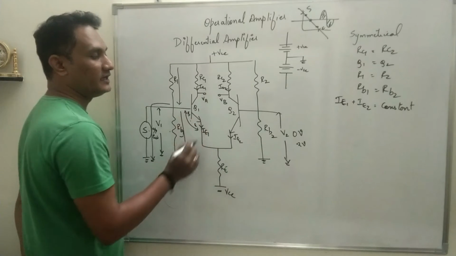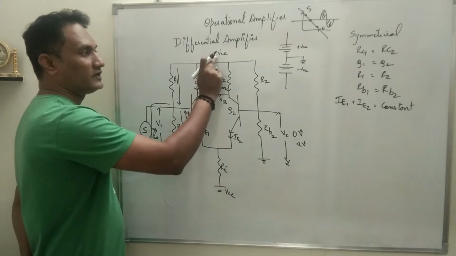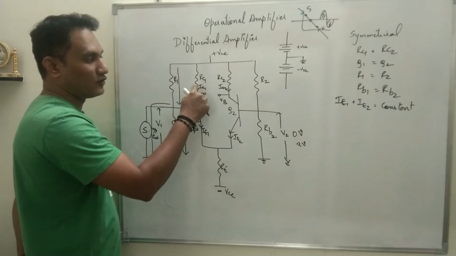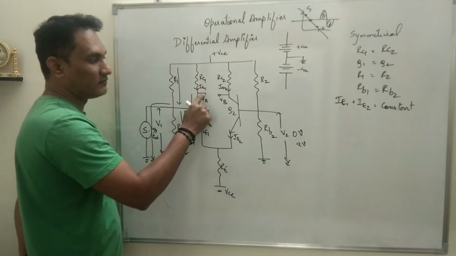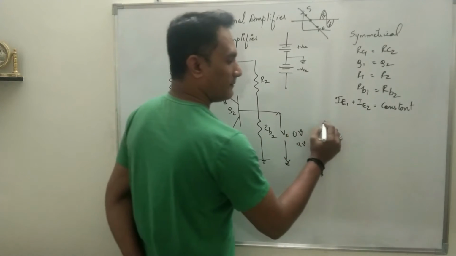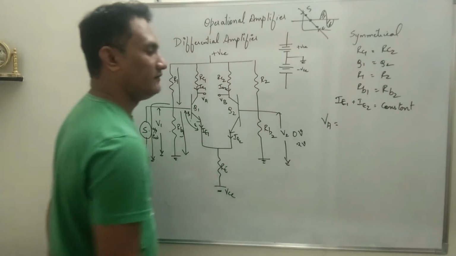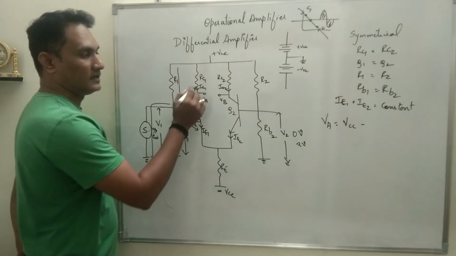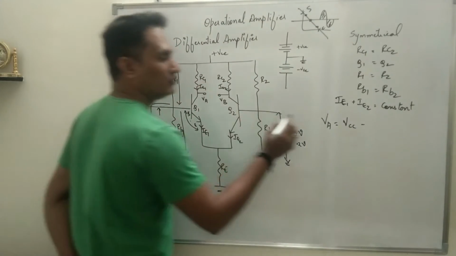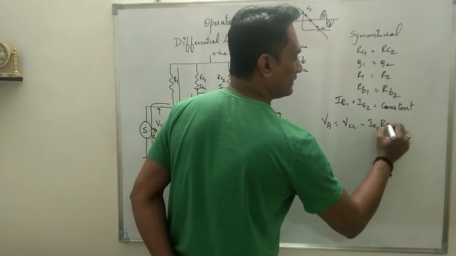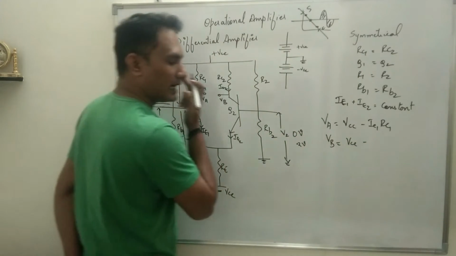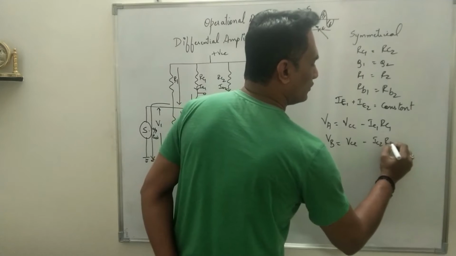So what will be the voltage at VA? For this transistor, the total voltage is plus VCC. Some voltage will be dropped across the resistance, with the current flowing through the collector region, that is RC1 into IC1, and the remaining voltage will be dropped across VA with respect to ground. So the formula for VA will be the total voltage plus VCC minus IC1 into RC1. Similarly, VB will be plus VCC minus IC2 into RC2.